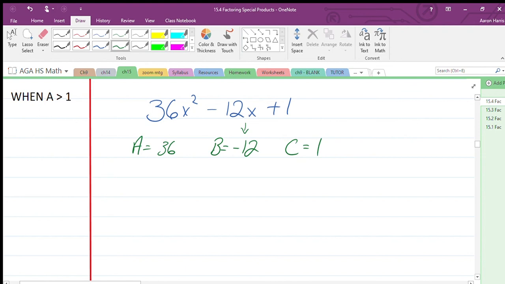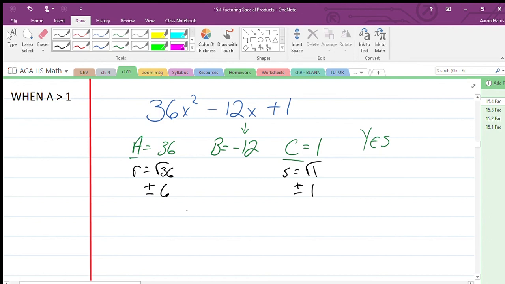So what's our question? Are A and C perfect squares? The answer is yes. Therefore, you can use your shortcut. The shortcut says R is equal to what? Square root of 36. S is equal to what? Square root of 1. That is plus or minus 6, plus or minus 1.